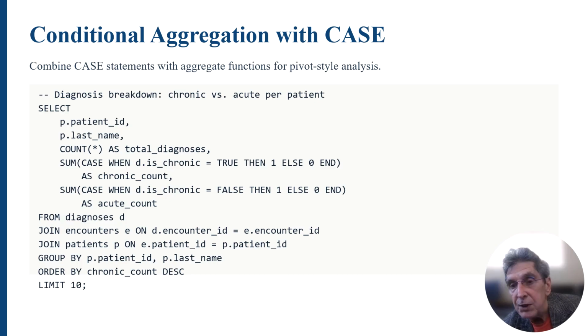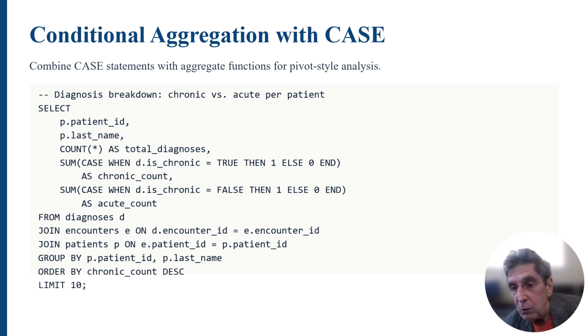pattern works like this. For each row, the CASE expression evaluates to 1 if the condition is true and 0 if it's false. The SUM then adds up all those 1s and 0s, effectively counting how many rows met the condition. So the SUM of CASE WHEN diagnosis.is_chronic is true THEN 1 ELSE 0 is going to count the chronic diagnoses, and the similar expression with false counts the acute diagnoses, all within the same query.